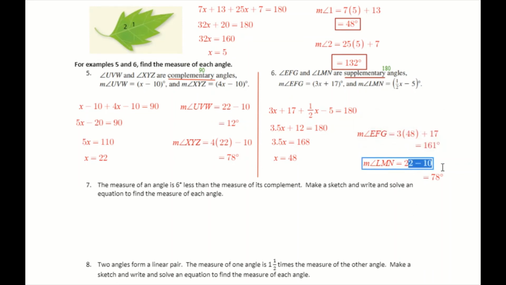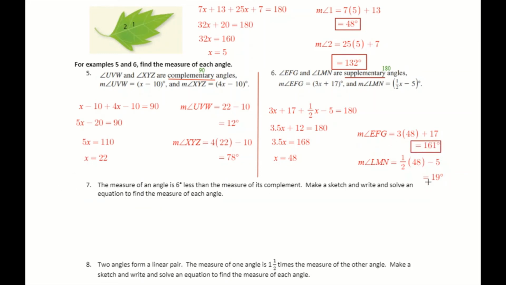And then for the LMN, that's half x. So that's 1/2 times 48 minus 5. So half of 48 is 24. 24 minus 5 is 19. So this should be 19 degrees. You can go back and check and say, hey, does 161 plus 19 equal 180? And it does. So we should have a pretty high degree of confidence we got that right.